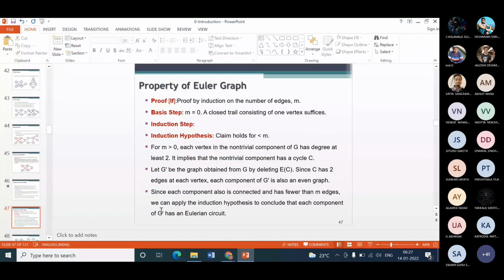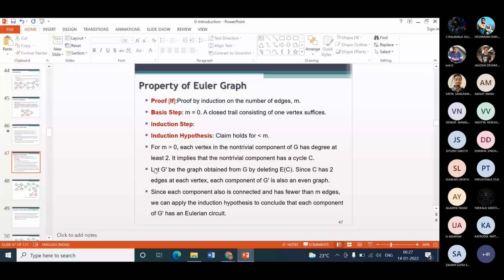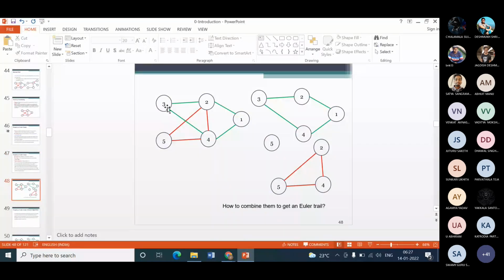So suppose this graph. After applying this proof, we have 3 2 1 4 3, which is one even cycle, and again 2 5 4 is another even cycle. Now my question is how to combine them to get an Euler trail.